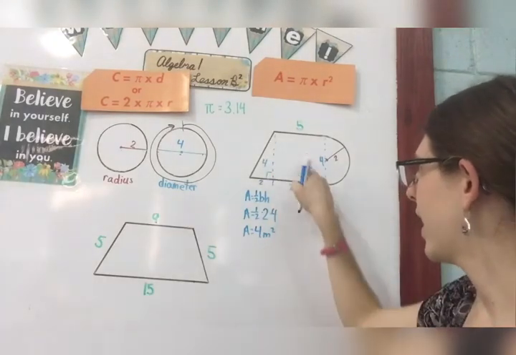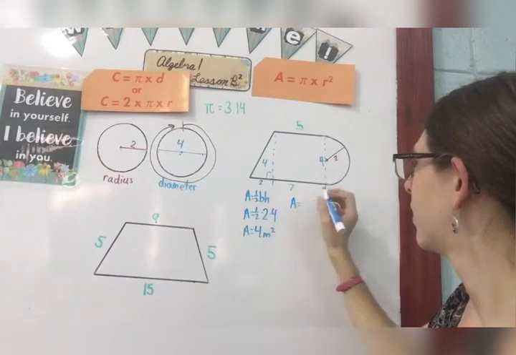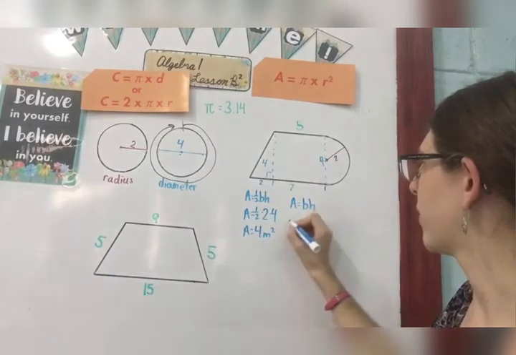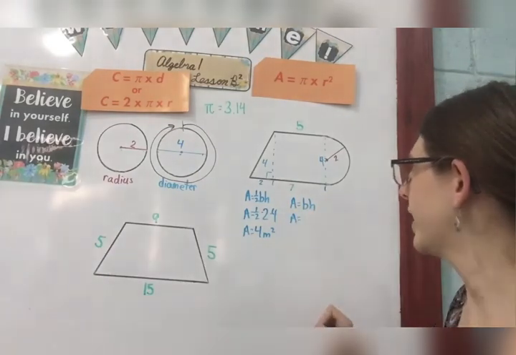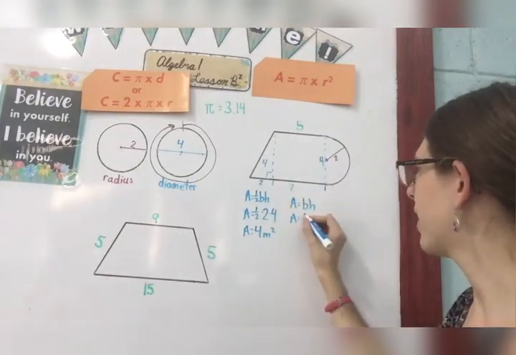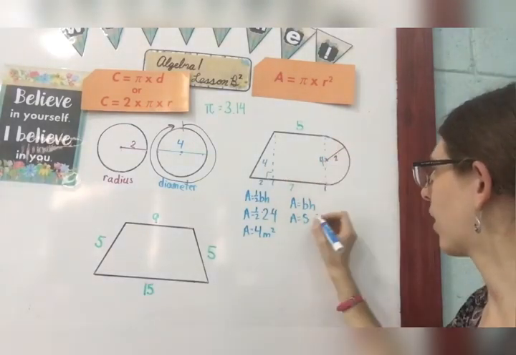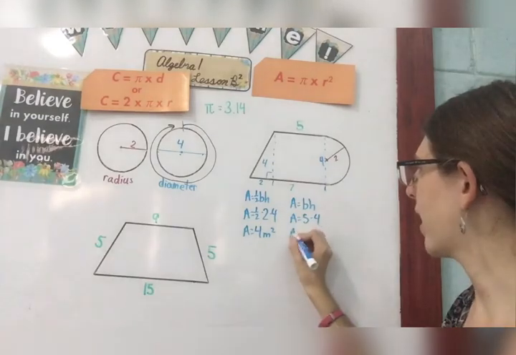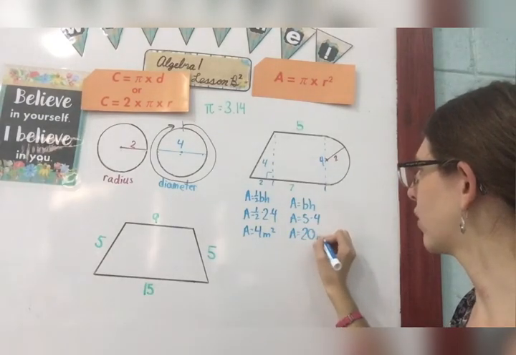That right there. Now for my rectangle. My formula is A equals base times height. My base I know is 5. And my height is 4. So my area is 20 meters squared.